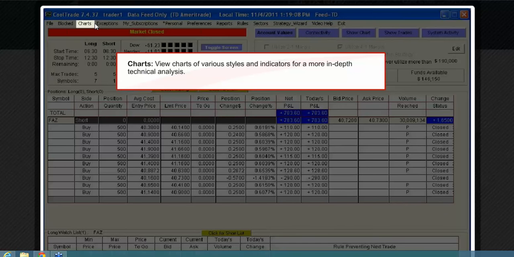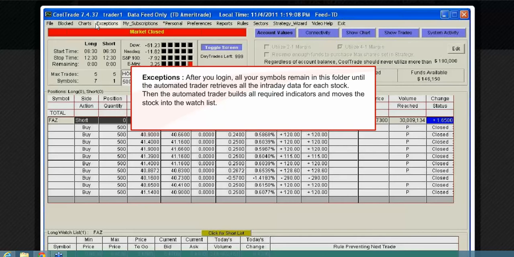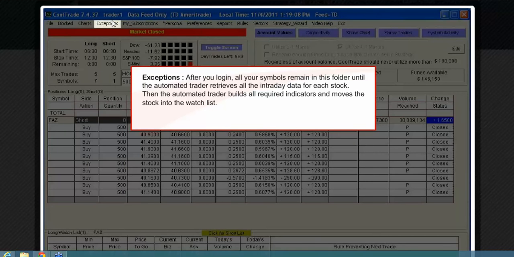My exceptions, what that's going to allow you to do is if the automated trader sends an order to your broker and the broker can't fill that order for whatever reason, then it's going to get populated into the exceptions folder. You don't need to do anything with it. It'll just go ahead and get deposited back on your watch list unless you want to call your broker and pursue that opportunity.